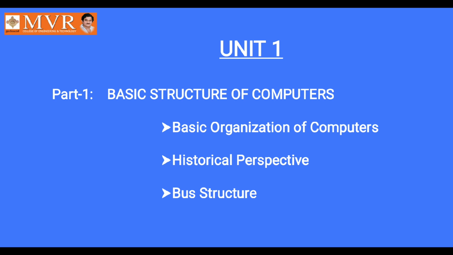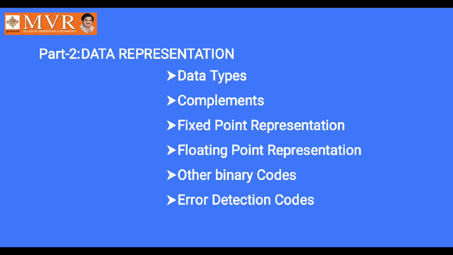Dear students, before discussing today's topic, I would like to give you the subtopics of the remaining 2 parts of unit 1 also. Part 2 of unit 1 is data representation, meaning the various data types, complementing of numbers, fixed point representation of the numbering system, floating point representation of the numbering system, and other binary codes and error detection codes.